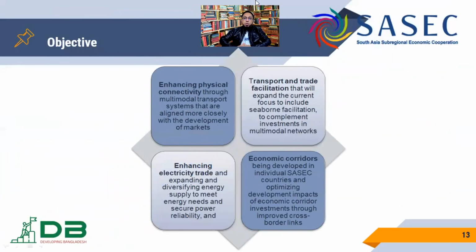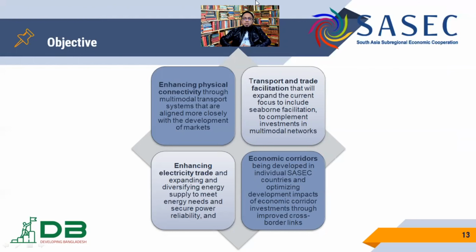Objective of SASEC includes transportation and trade facility expansion and trade facilitation, ease of doing business, reducing customs formalities, reducing cross-border trade time. So this is the number 1 objective of SASEC. Second one is developing economic corridors among the member countries of SASEC. Third one was enhancing energy cooperation, that is enhancing electricity trade and expanding into diversification of energy supply to meet energy needs of the member countries.